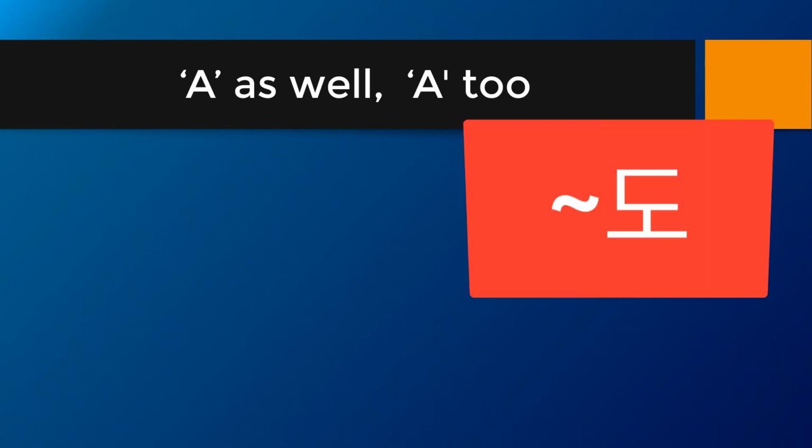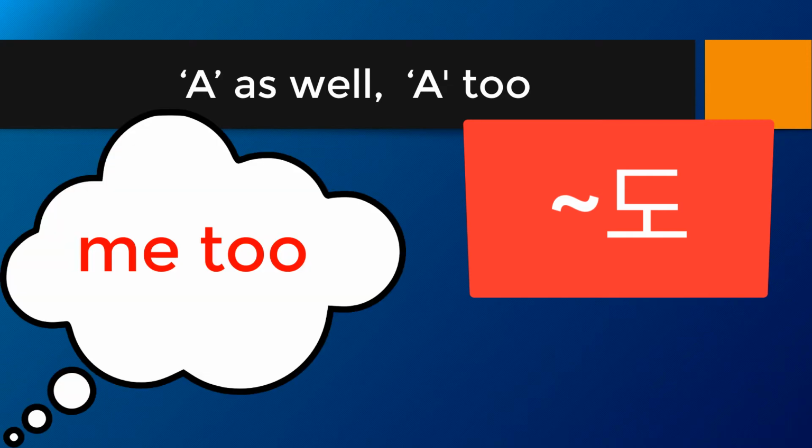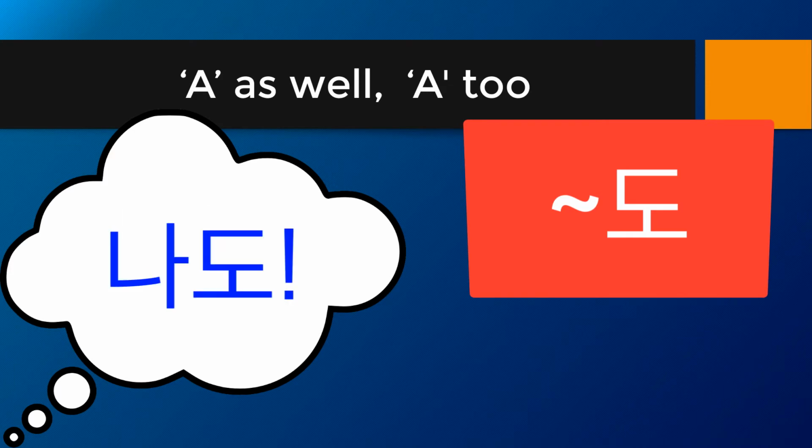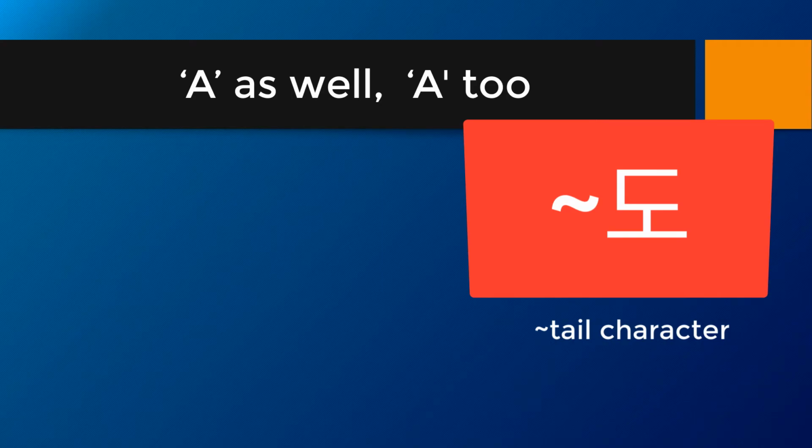Let's learn how to say as well or too as a companion expression using 도. 도 is like a too or as well, so me too can be said in Korean as 나도. 나 is me or I, so me too becomes 나도. So when somebody says, I'm gonna order some Korean food, anybody else? You can say 나도, me too. This 도 is a tail character which comes at the end of a noun.